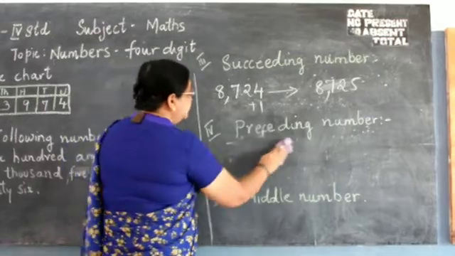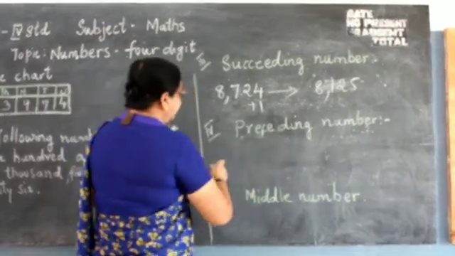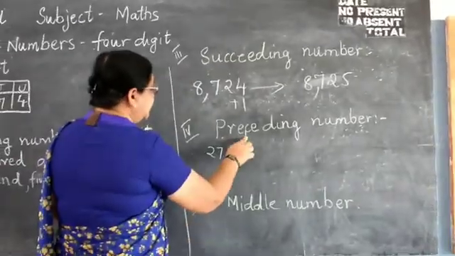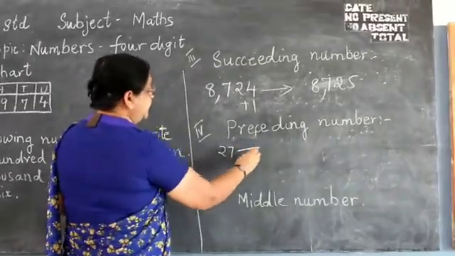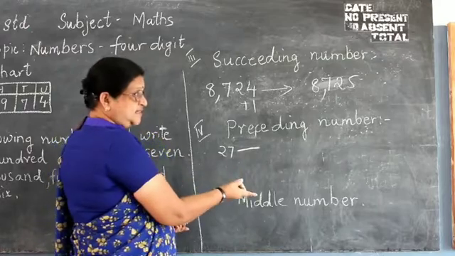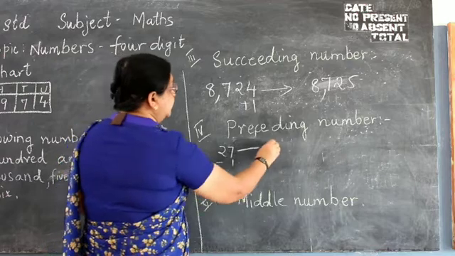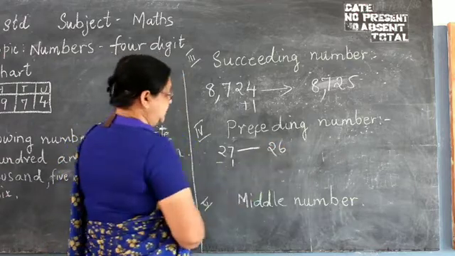The same way for 2 digit. For example, 27. What comes preceding of number 27? It is actually 26 if you do it orally. But if you find it difficult, minus 1, you will get 26.